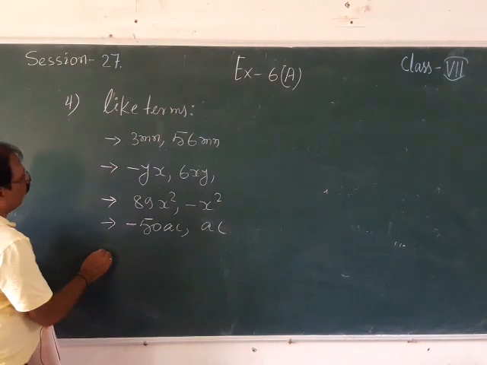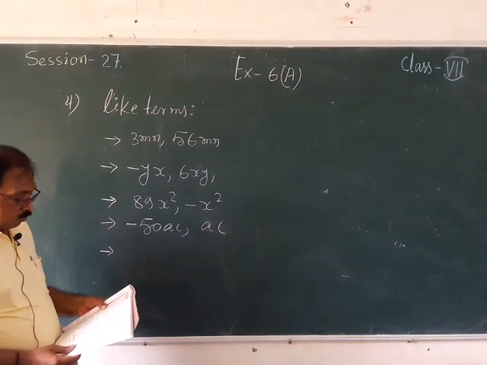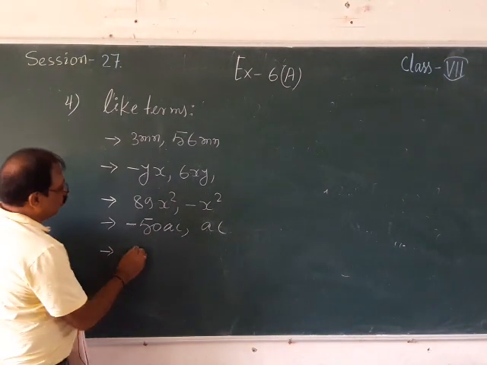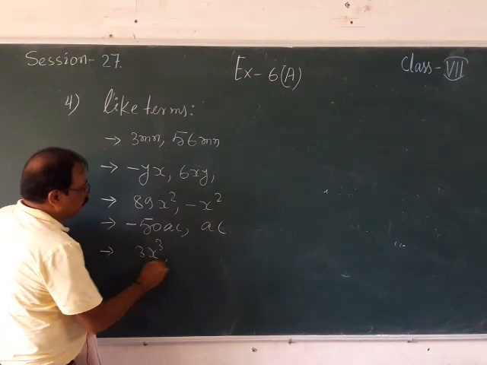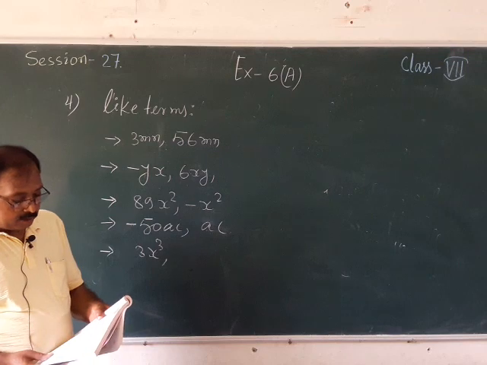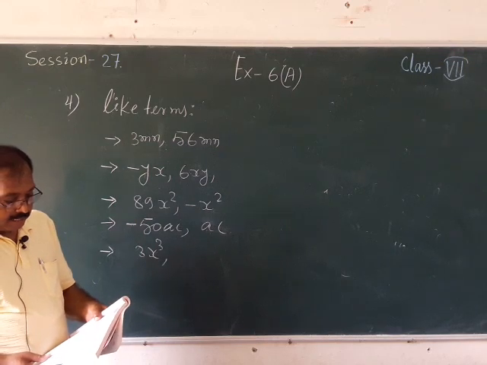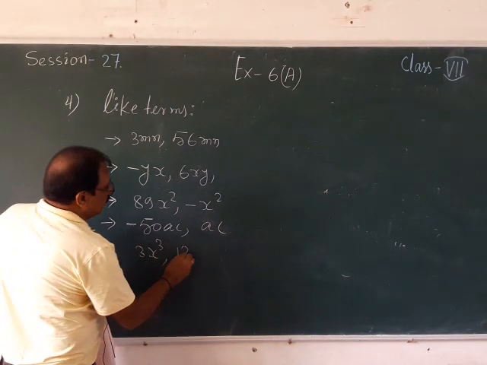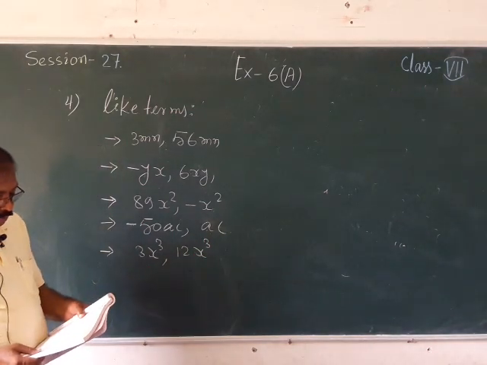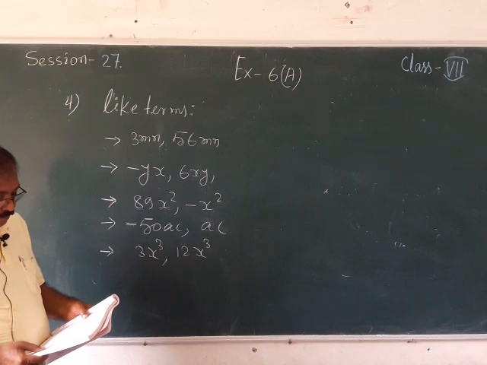Okay, and one more group is there, that is 3x to the power 3. Now you search for the other term which has x to the power 3. So here 12x to the power 3. I can see one more term is there, that is 12x to the power 3. So you can write it like that, 3x to the power 3 and 12x to the power 3.